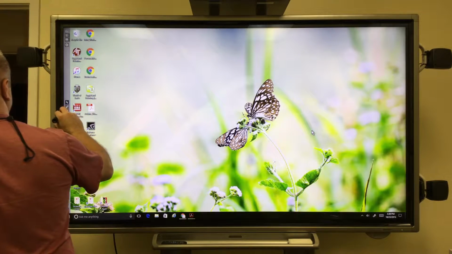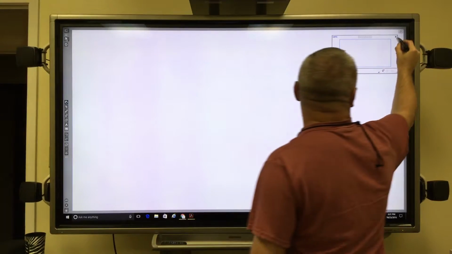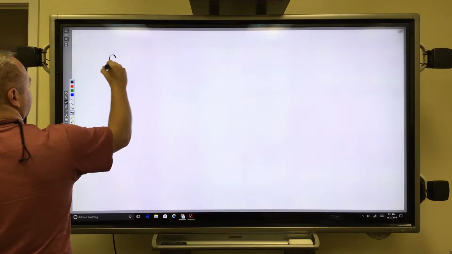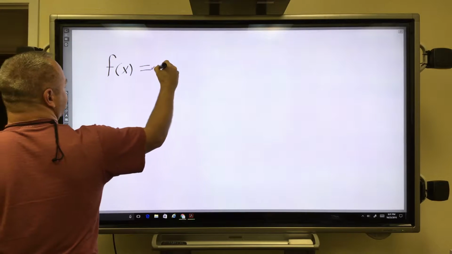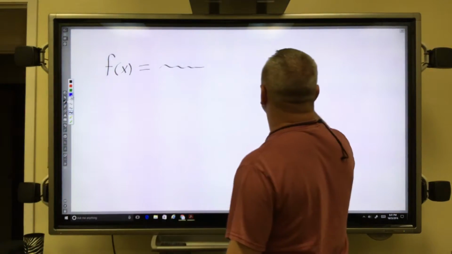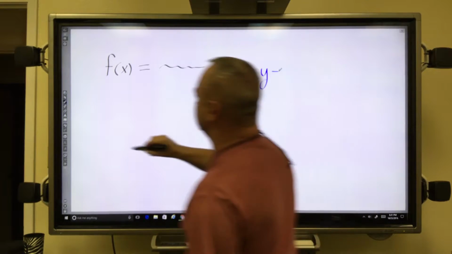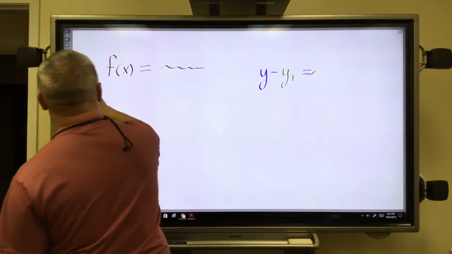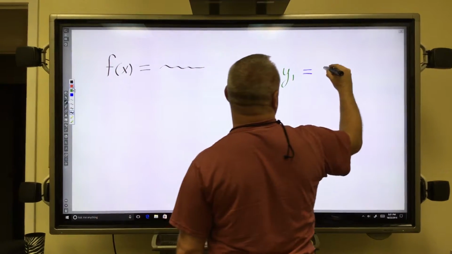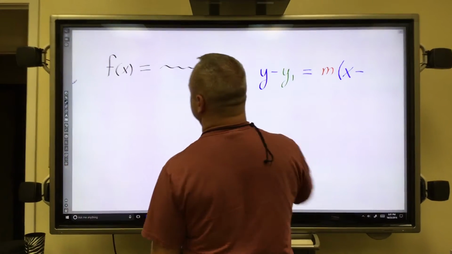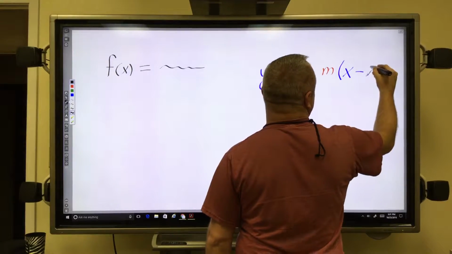Okay, so anytime that you have to find the equation of a tangent line, it doesn't really matter what the function is. You're going to be given a function though, some f of x equals blah, blah, blah. And you will always have to use this equation: y minus y1 is equal to m times x minus, and then you're always going to be given your x1.